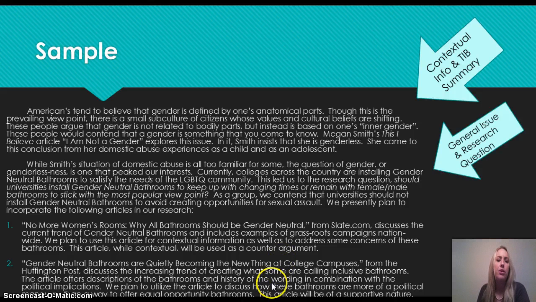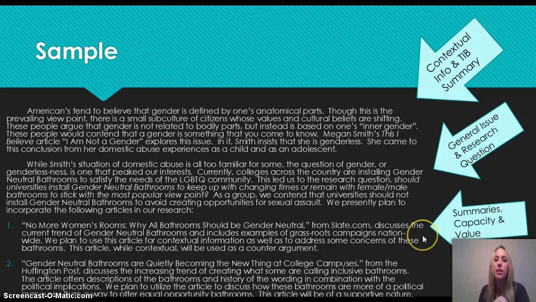And then I have a second example that is kind of along the same lines. But you'll notice that I have a little bit of a summary. It's just enough so that me, the reader, will know what's going on. I talk about a little bit of what capacity I'm going to use it in, and then I talk about how it's going to add value to my research. The one thing I didn't mention here that you might want to include in yours is, what is Slate.com known for? What is Huffington Post known for? And then I would probably include a sentence about the actual motivations of that publication, because that would be important to what I'm talking about.